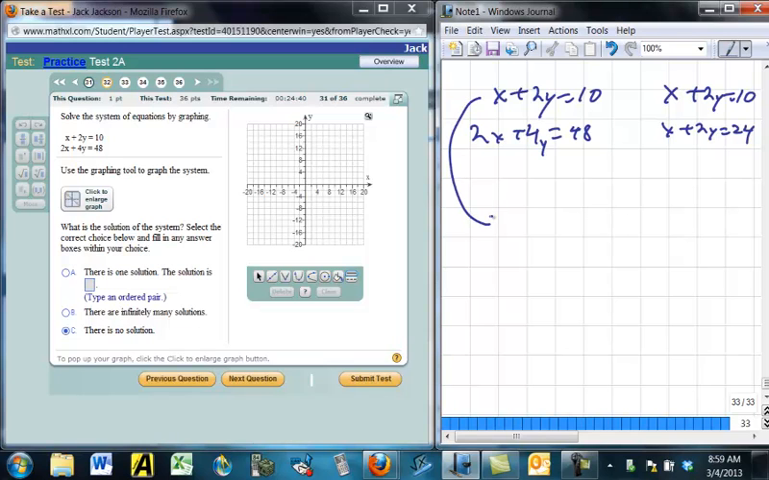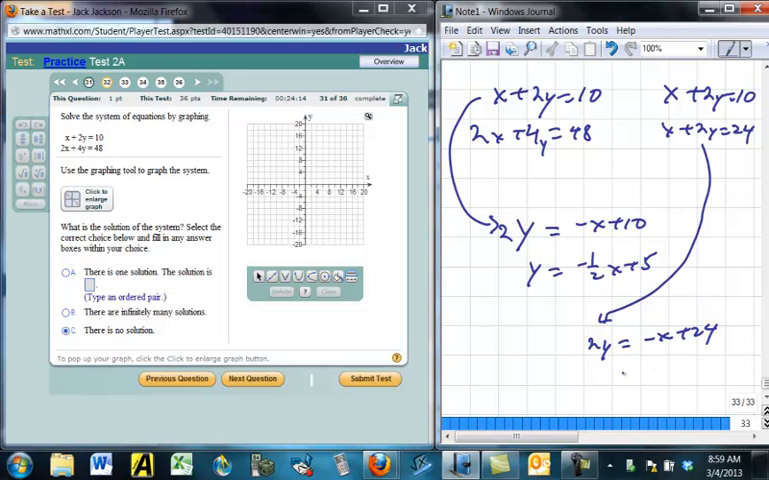So let's go ahead and solve them for y. 2y equals negative x plus 10. y equals negative 1/2 x plus 5. So that's a line with slope of negative 1/2, goes through 0, 5. Okay, and this one, let me just do it from here. 2y equals negative x plus 24. y equals negative 1/2 x plus 12. So this goes through 0, 12.